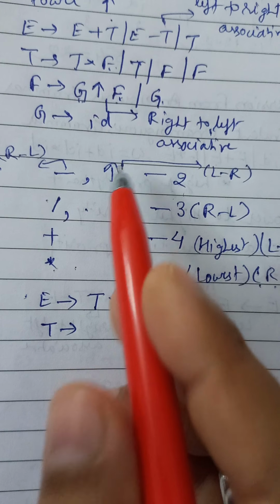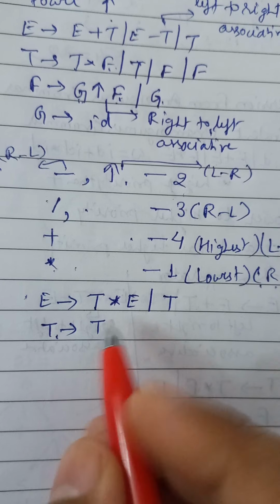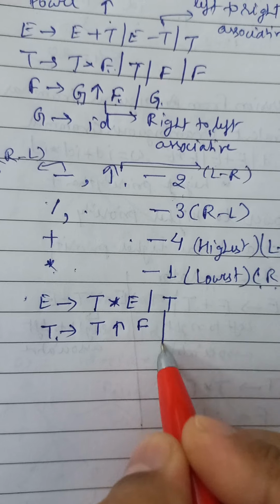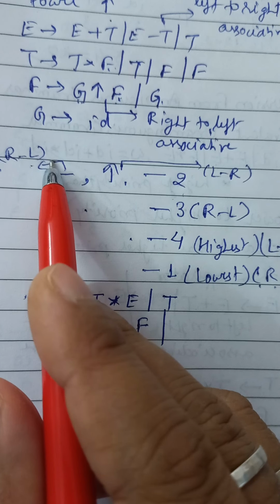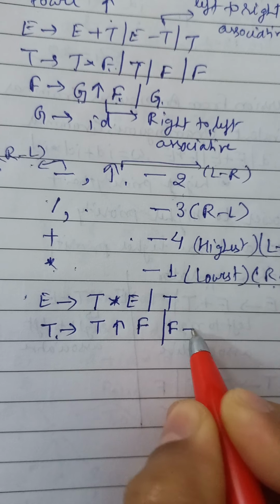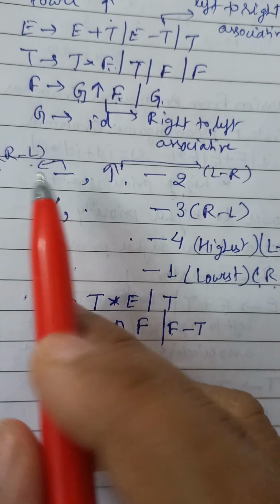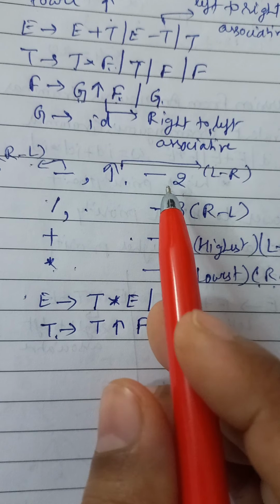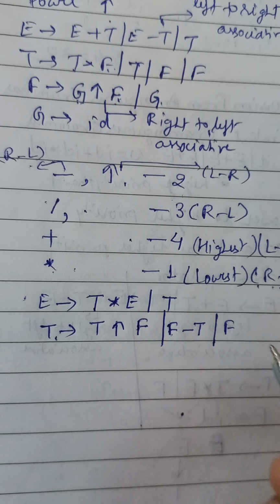So how are we going to write it? Because this is left to right associative, we will take the old variable T, power, new variable. And minus is right to left associative, so we will take first the new variable, then the old variable. But both are on the same priority level, so we will write them on the same level, oblique F.